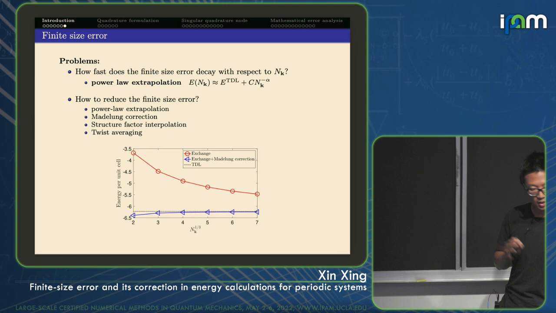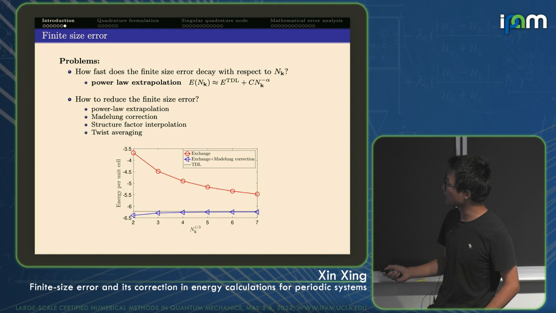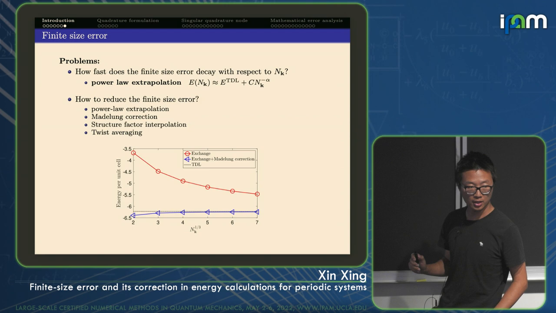So for the last part of the introduction, I would like to show you an example to show how important it is for you to have a good correction to the finite size errors in practice. This is a plot for the Madelung constant correction to the exchange energy calculation. As you can see, this blue curve corresponds to the Madelung constant correction.